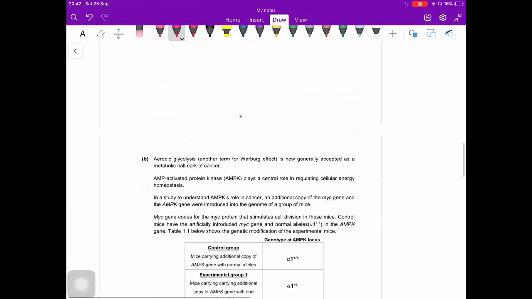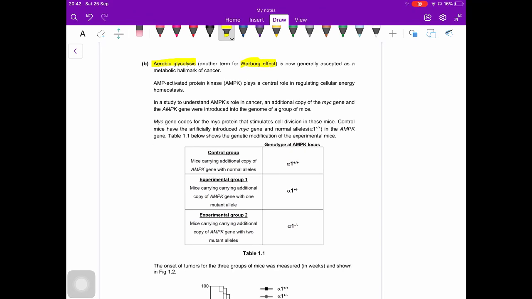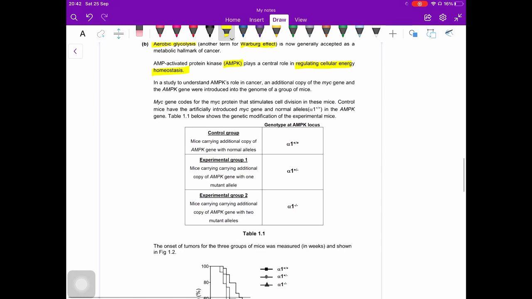Okay, so we move on to part B. Part B, we're talking about aerobic glycolysis, which was the same thing as what we were talking about just now, the Warburg effect. So in this question, we also talk about AMPK. And AMPK plays a central role in regulating cellular energy homeostasis. And then the next gene that we look at is the MIC gene. The MIC gene codes for the MIC protein, and the MIC proteins stimulate cell division in mice.